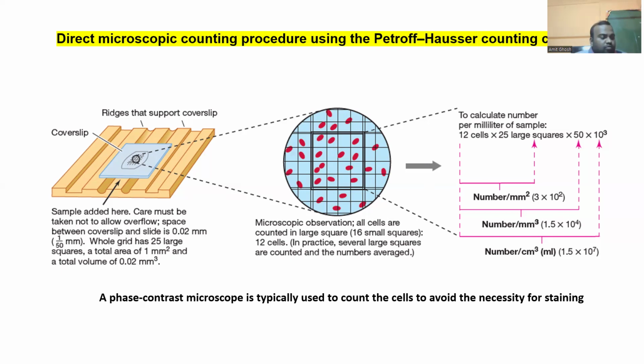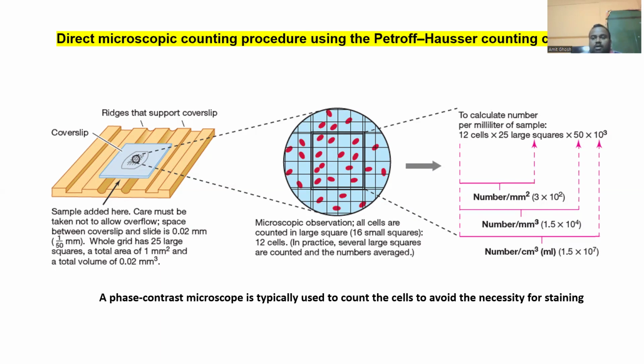All the cells are counted in large squares, 16 small squares actually. If you see, the last square is containing 1, 2, 3, 4, 5, 6, 7, 8, 9, 10, 11, 12 cells. So in practice, several large squares are counted and the number is averaged. And how can you calculate the total number of microorganisms present in this liquid media?